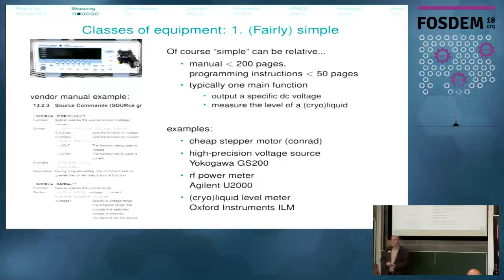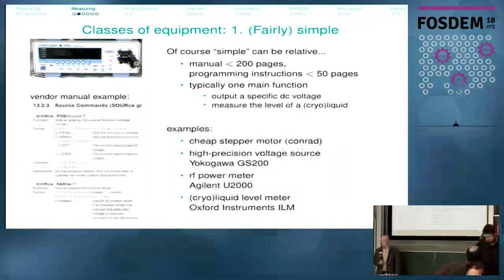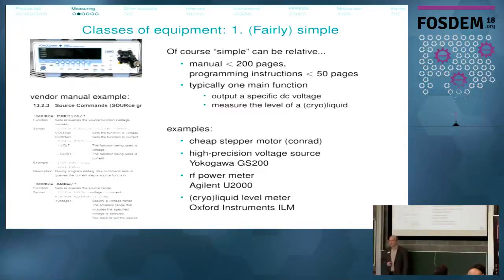In general, we can divide more or less by rule of thumb the equipment into 3 pieces. There's the fairly simple part. This is these voltage sources, for example. Fairly simple is relative. Fairly simple, my personal classification, is the manual is smaller than 200 pages, and the programming part of the manual is smaller than 50 pages. Typically, they have one main function. For example, they apply a voltage or they measure the level of a liquid.